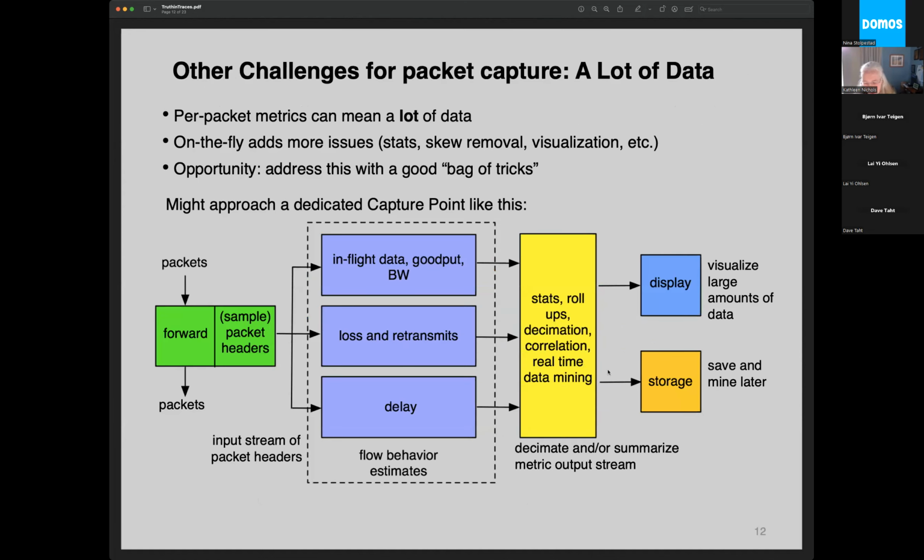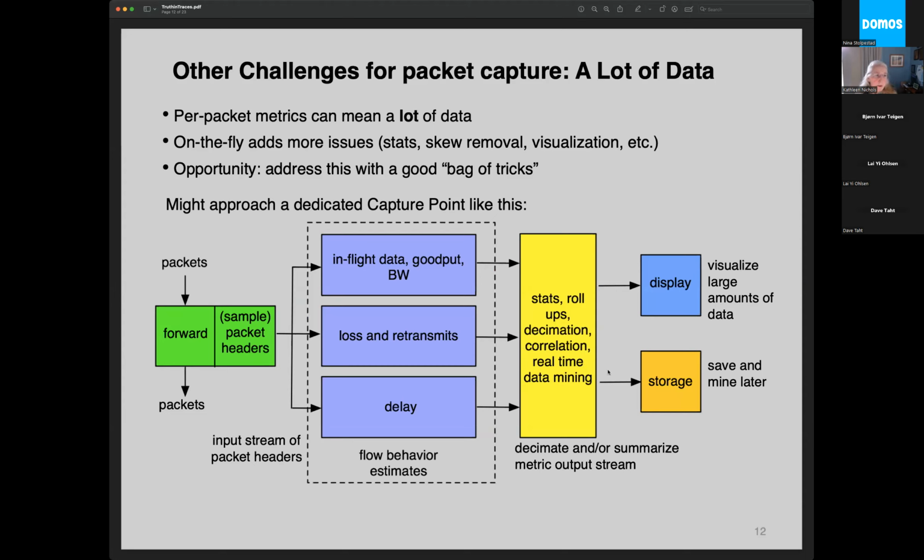The other challenge, which I think you've heard a bit about from Toki, is that you're getting a lot of data, and the data is coming in fast. That means you have to think about things you can do on the fly if you really want to use this as an on-the-fly diagnostic. You can also save the traces, but even in that case, you can see that there are some issues.